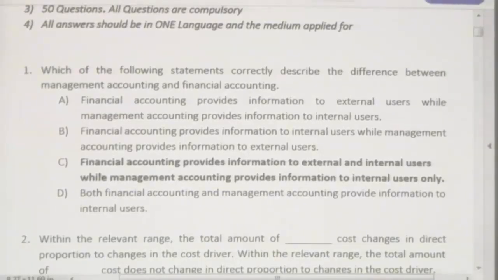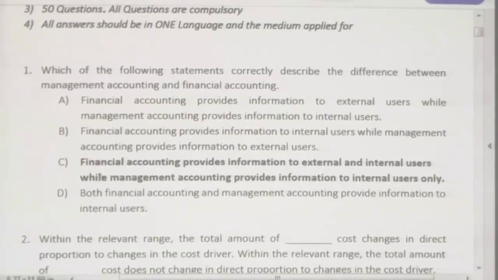B: "Financial accounting provides information to internal users, while management accounting provides information to external users." Again, it cannot be accepted. Why? Financial accounting provides information for both external and internal users. Management accounting provides information only for internal users. Answer C is the answer.